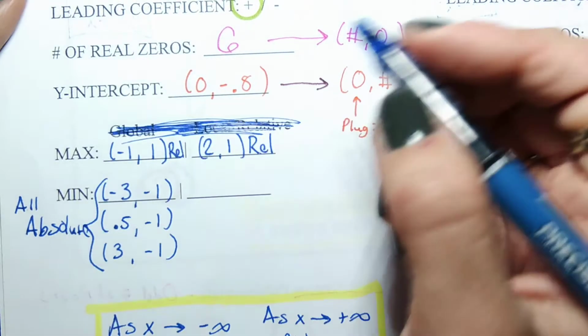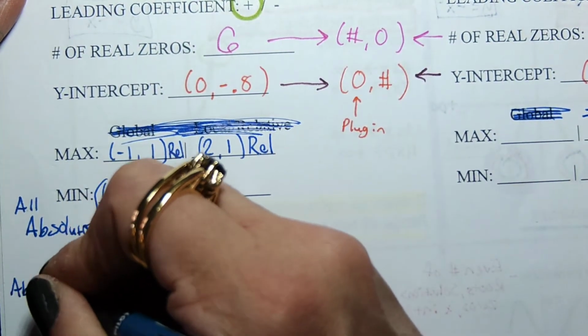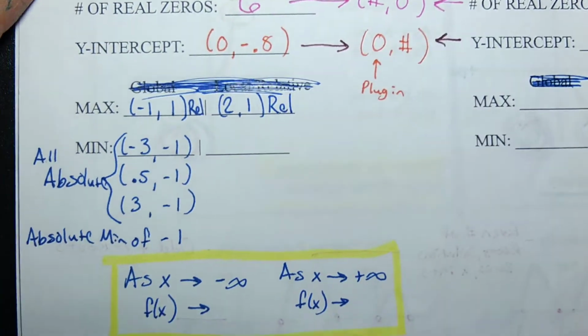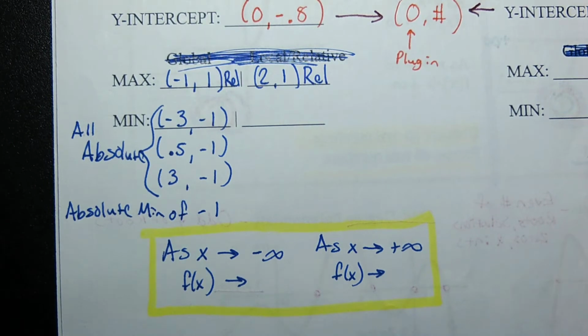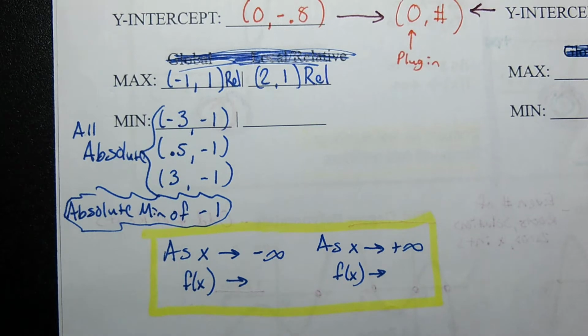You could say that it's got an absolute min of -1. That's more something that we use to describe in pre-calc. For us in Algebra 2, we're fine with just stating the locations of that absolute minimum value. So all of those are absolute. So are any of them relative? Nope. So no relative minimums for those ones. All absolute.